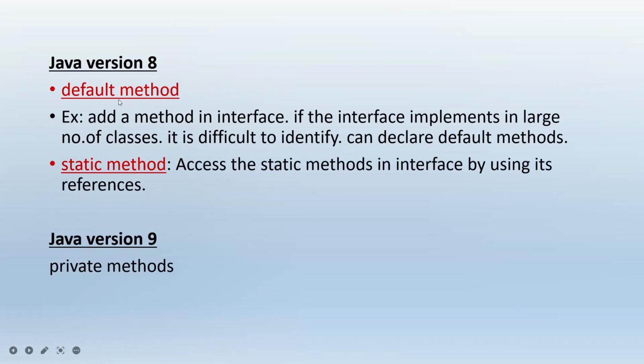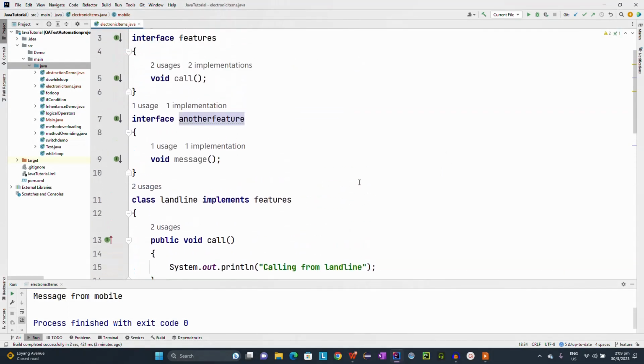This is a concrete method. Default methods and static methods are concrete methods. We need to write the body of the method in the interface itself. Let's see in the demo.